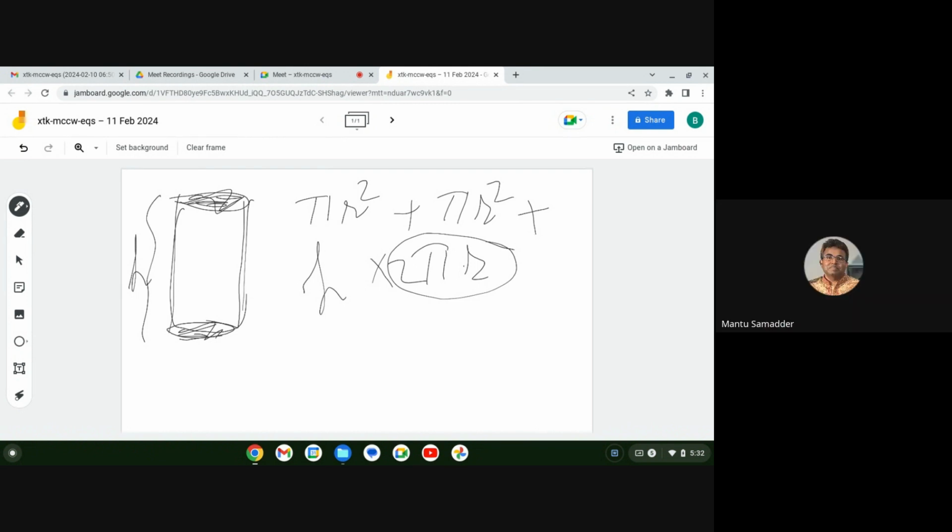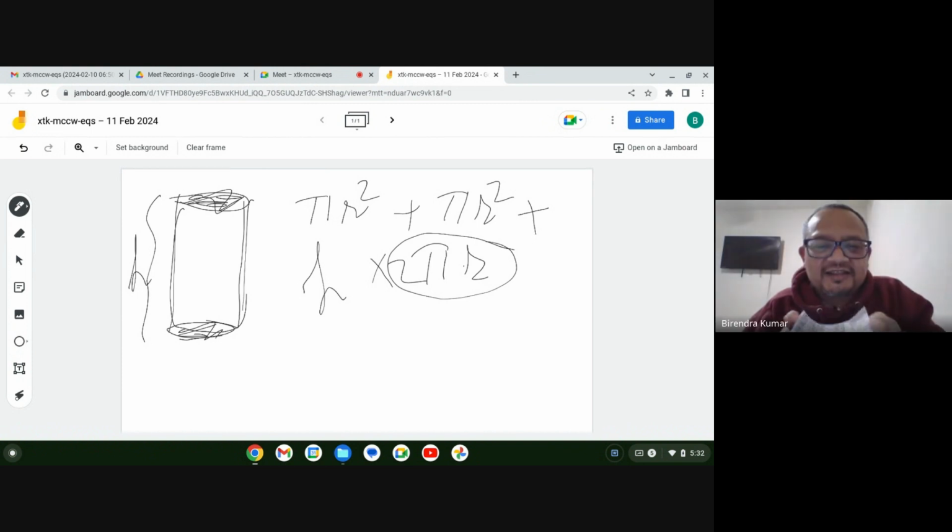See, this is the circle. This is the cylinder. I found this area pi r square. I found this area pi r square. What I'm trying to find is the curved surface. What is this curved surface all about? This is the perimeter. I just cut it open. This is the perimeter of the circle of the cylinder. That is 2 pi r, which has a radius of r. So this became one side.